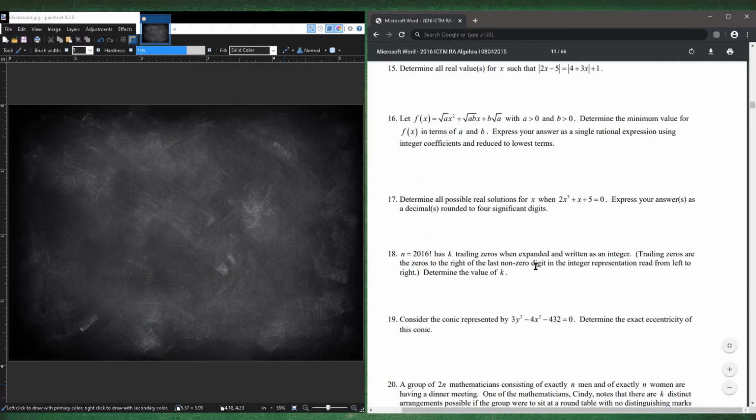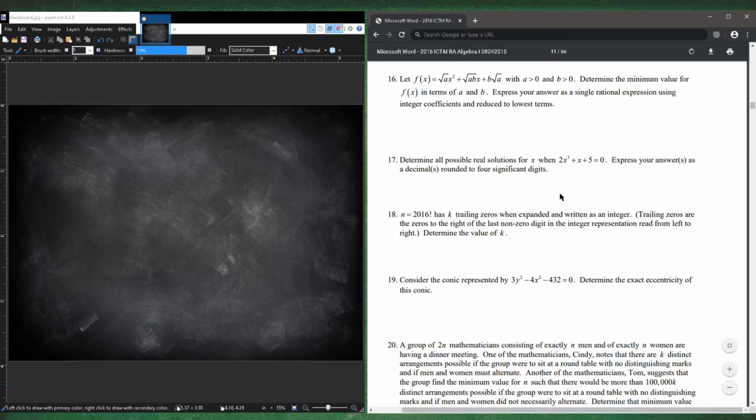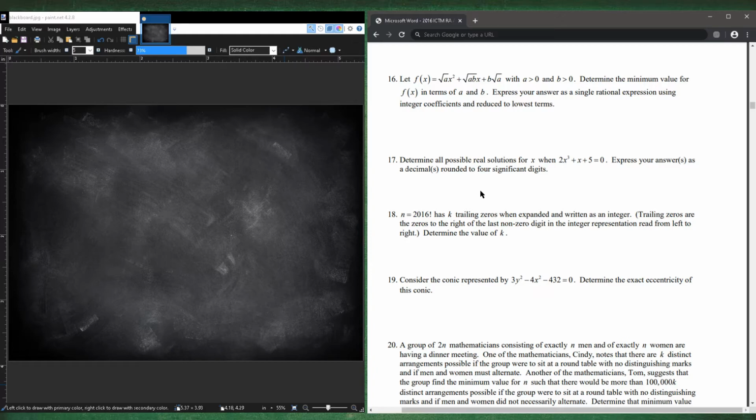Okay, number 17. Determine all possible real values for x when this is true. Express your answers as a decimal rounded to four significant figures. So you have to use a graphing calculator for this. Just graph it and see what your answer is. It's basically that simple. Or if you know how to use your calculator, there are polynomial solvers, I believe, and that's what you need to do.